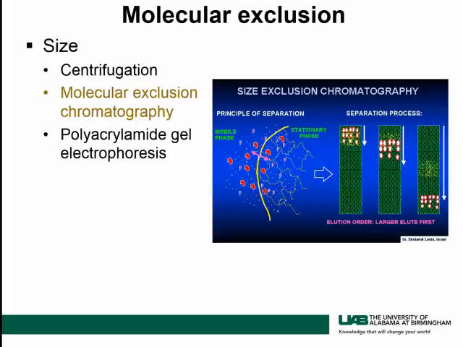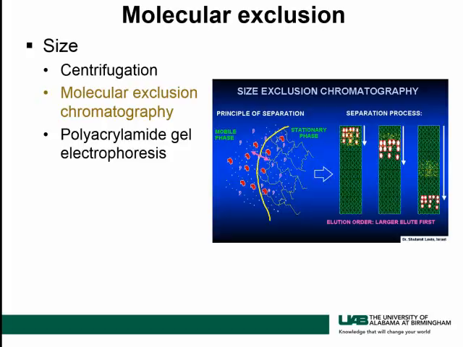The larger molecules will be flushed away from the matrix because they're too large. They don't interact with the pores in the matrix, and you can just wash them off very quickly. Okay, your molecule is going to interact with the pore, and you can begin to elute it after you wash off the larger molecules.